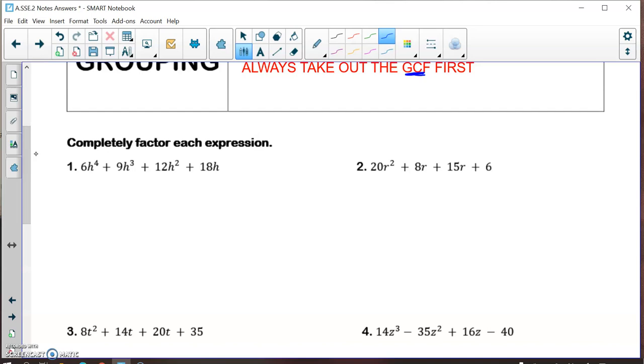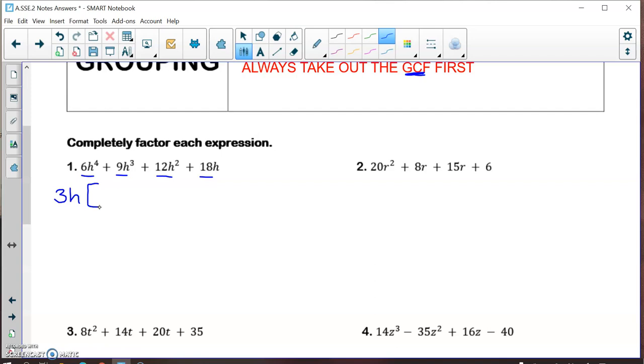Now in number 1, there is a greatest common factor between all 4 terms. All 4 terms are divisible by 3 and they all have at least one h in it. So I factor out the 3h and now I rewrite my polynomial without the 3h in it.